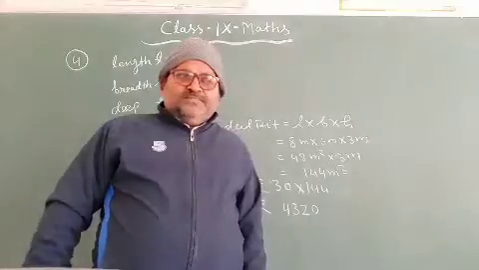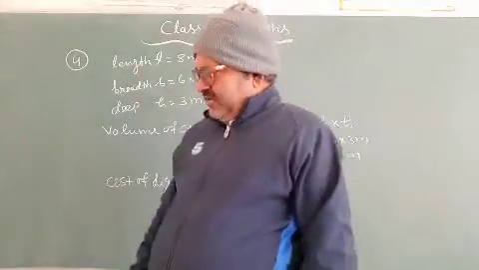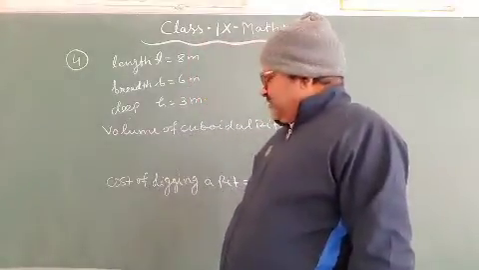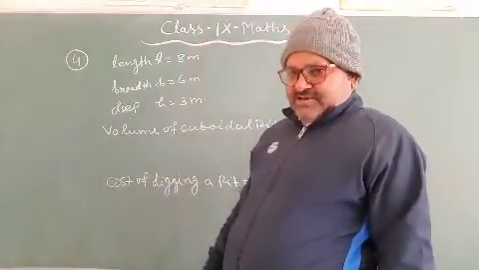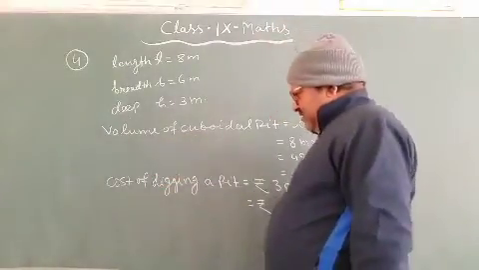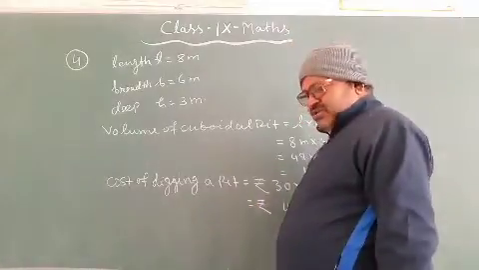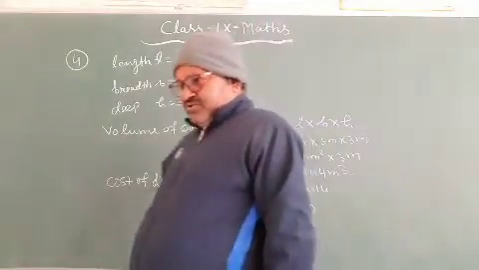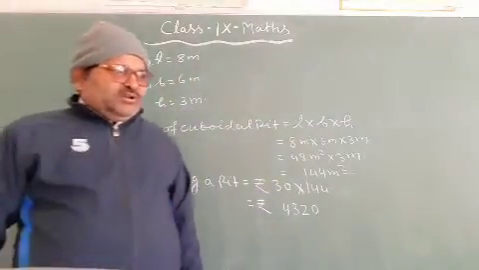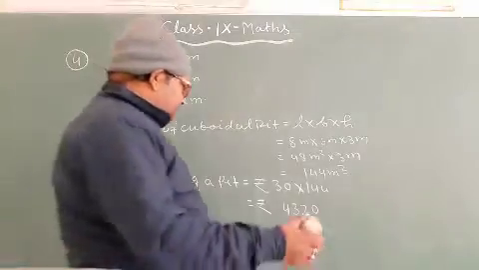Now here, if the length, breadth and height are given, we find the volume of the cuboidal pit. Once the volume of the cuboidal pit is found, then we find the cost of digging the pit. The cost of digging a pit is obtained by multiplying by the volume, so we get the result. Okay, next question.